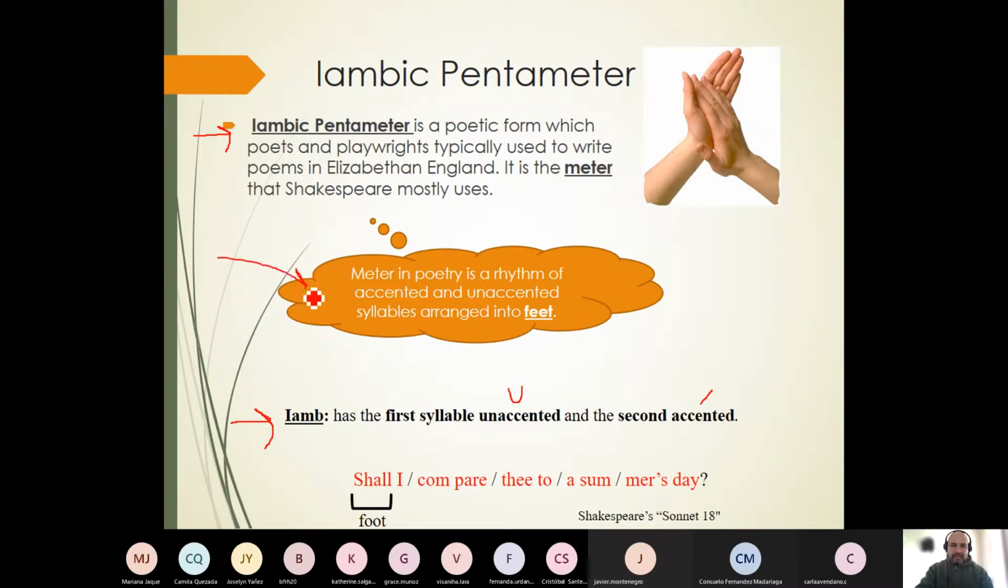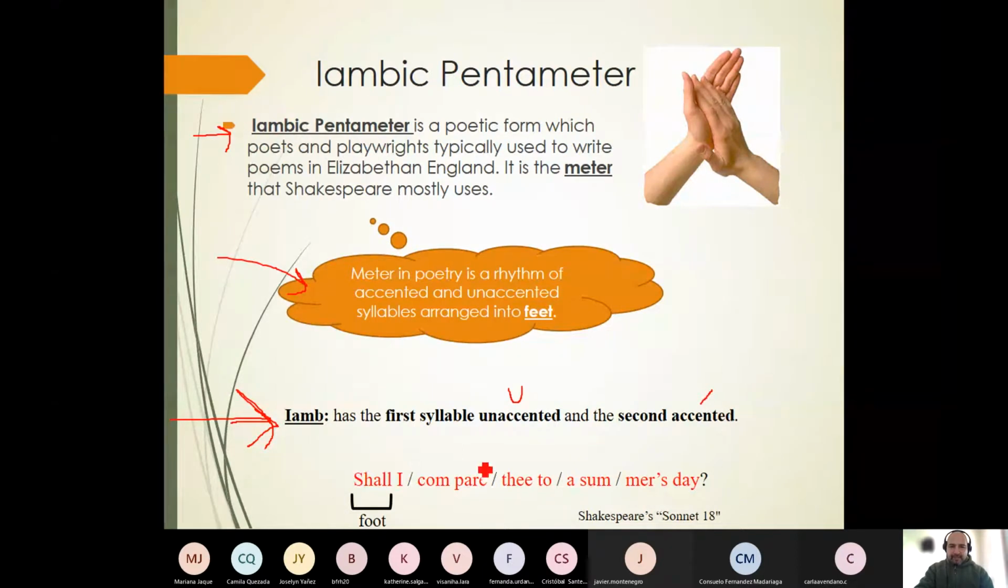So let's take a look at this orange cloud. Meter in poetry is a rhythm of accented and unaccented syllables arranged into feet. Okay, so a foot is a combination. A foot is one syllable, right? And then a combination of syllables is a feet. Now, these feet may have stressed syllables or unstressed syllables, or accented or unaccented syllables, as you can read here in this section of the slide.